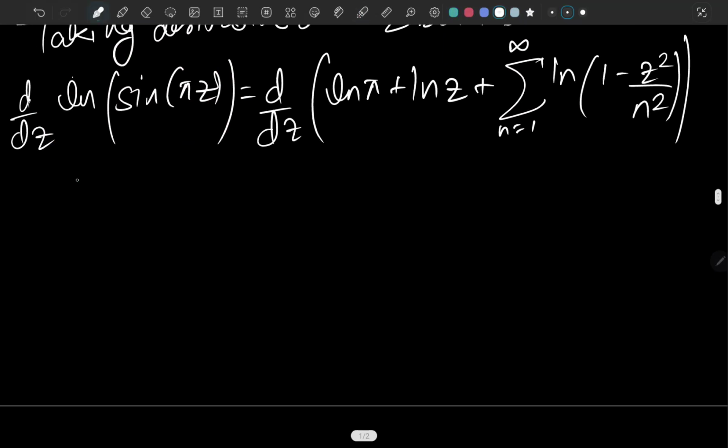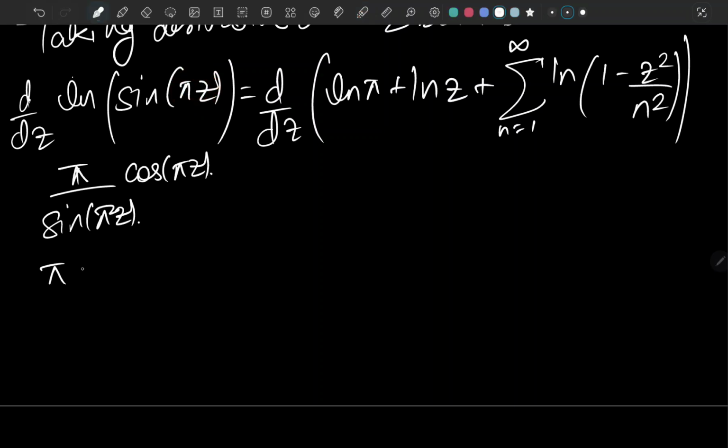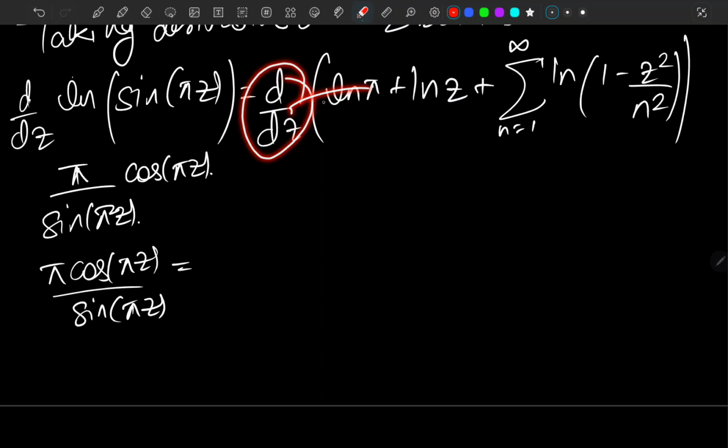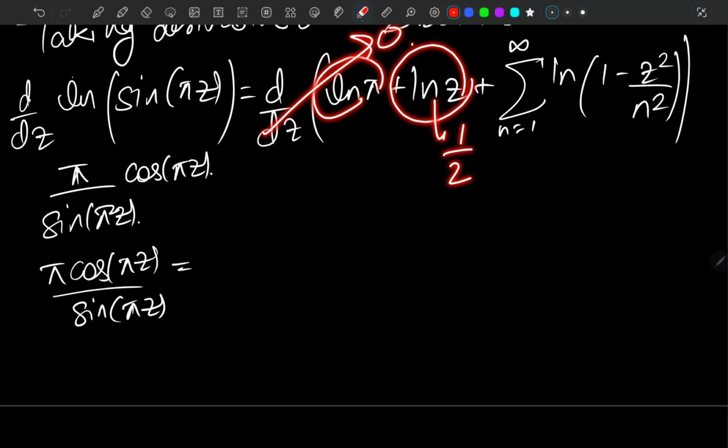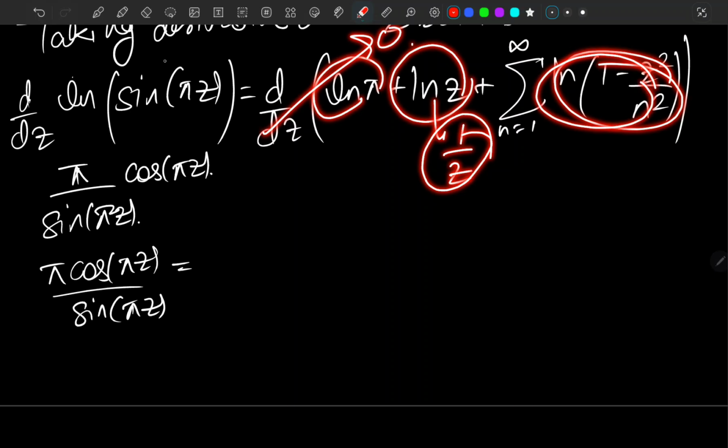So we get 1 over sine of pi z, and with the chain rule the derivative of sine of pi z is cosine of pi z, and the derivative of the inside function, that is the argument, is pi. So basically we have pi times cosine of pi z over sine of pi z. Fine. Now we bring the derivative inside this parenthesis: the derivative of the constant term is 0, and the derivative of ln of z is 1 over z.